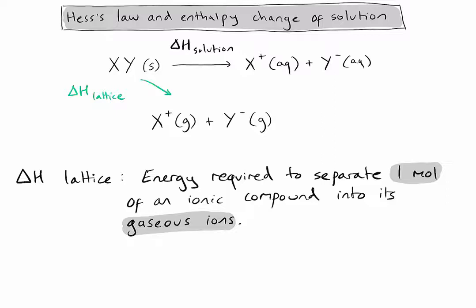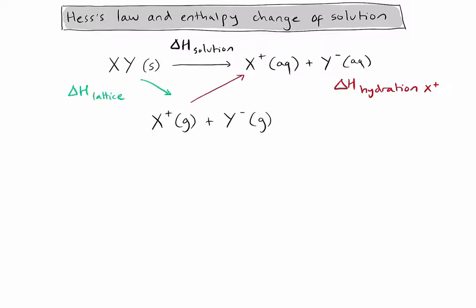The final step then is to get from gaseous ions to ions dissolved in solution, and for this second step we're going to require 2 separate arrows, one for the X plus ions and one for the Y minus ions. And dissolving gaseous ions in water is known as enthalpy change of hydration. The red arrow is enthalpy change of hydration for the X plus ions, and the blue arrow is the same process for the Y minus ions.